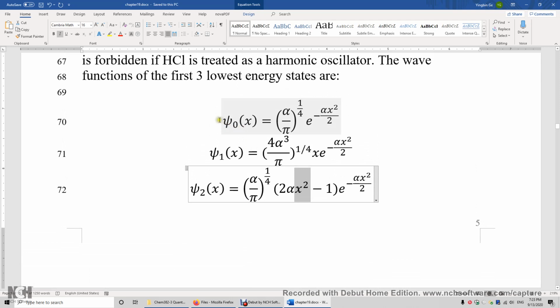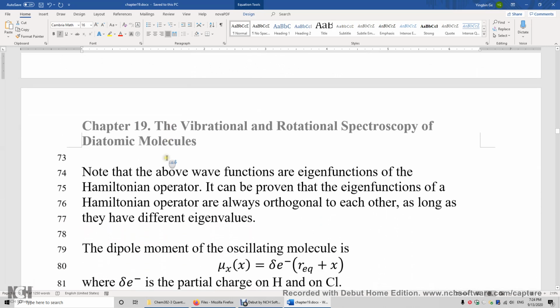So that means the integral of the product of any two of the three wave functions is 0. The integral of psi 0, psi 1 dx is 0. The integral of psi 1, psi 2 dx is 0. The integral of psi 0, psi 2 dx is also 0. So again, these three are eigenfunctions of a Hermitian operator, and they have different eigenvalues. And mathematically, we can prove that they are orthogonal to each other.